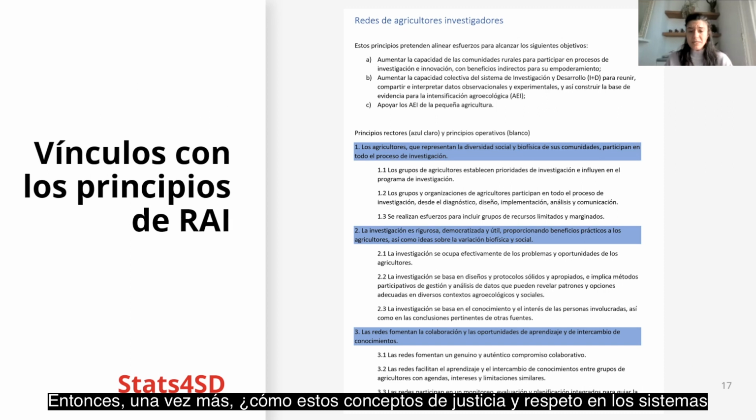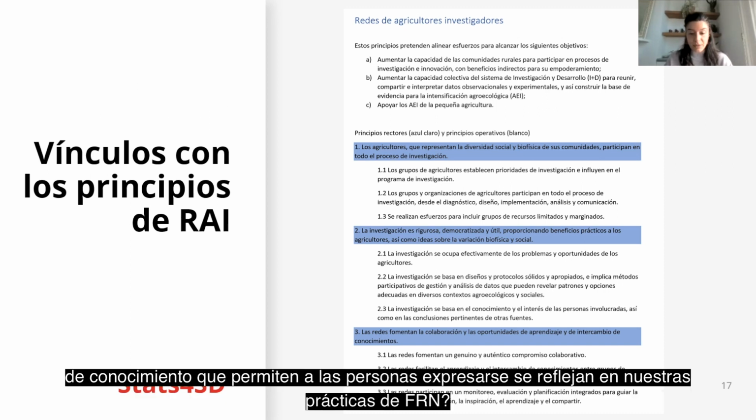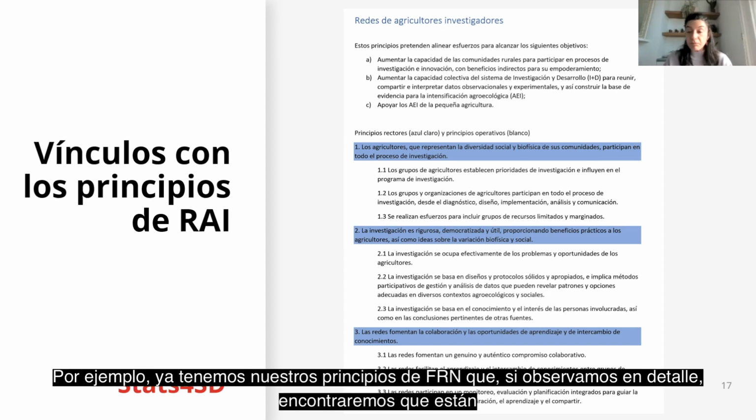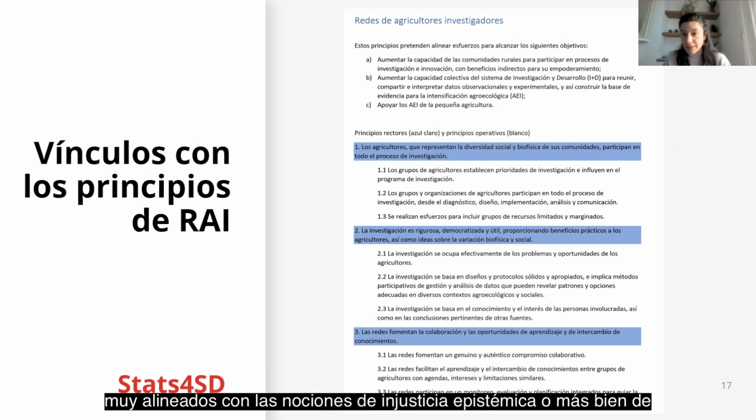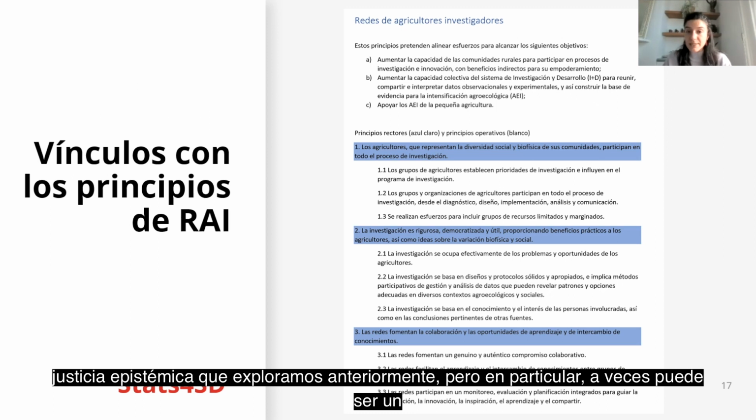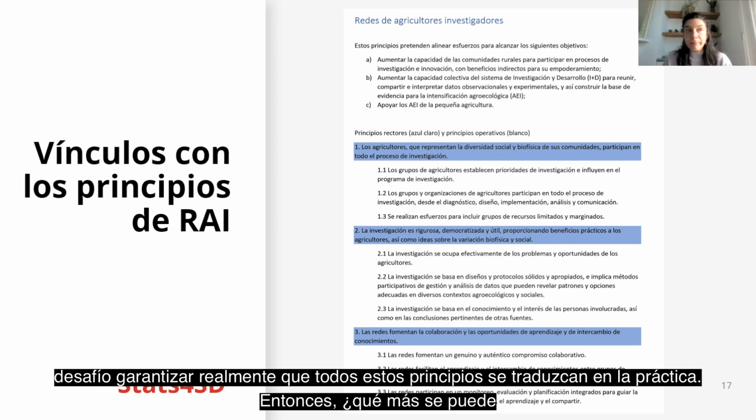So, once again, how do these concepts of justice and respecting systems of knowledge that allow people to express themselves get reflected in our FRN practices? For example, we already have our FRN principles that, if we look at in detail, we will find are very much aligned with the notions of epistemic injustice, or rather epistemic justice, that we explored earlier. But sometimes it can be challenging to really ensure that all of these principles are translated into practice.